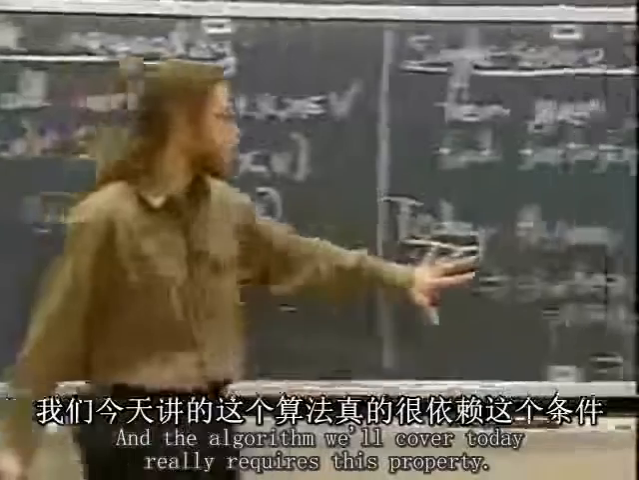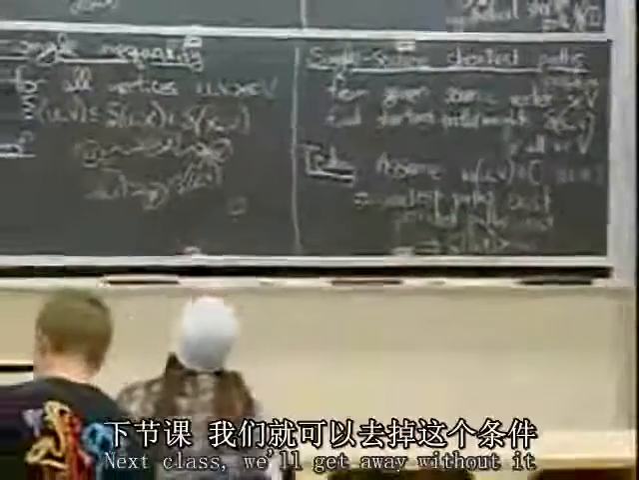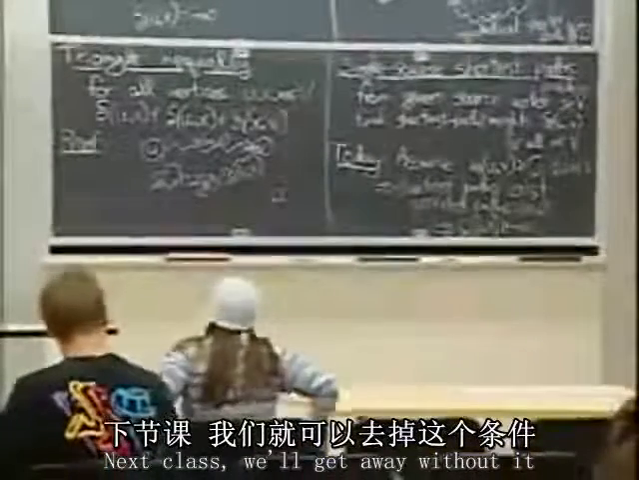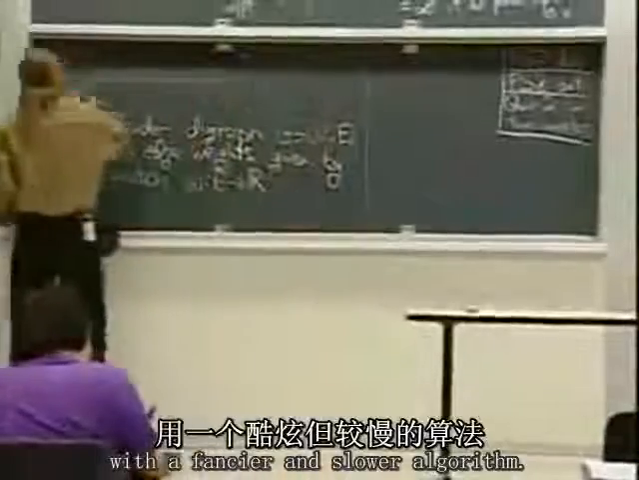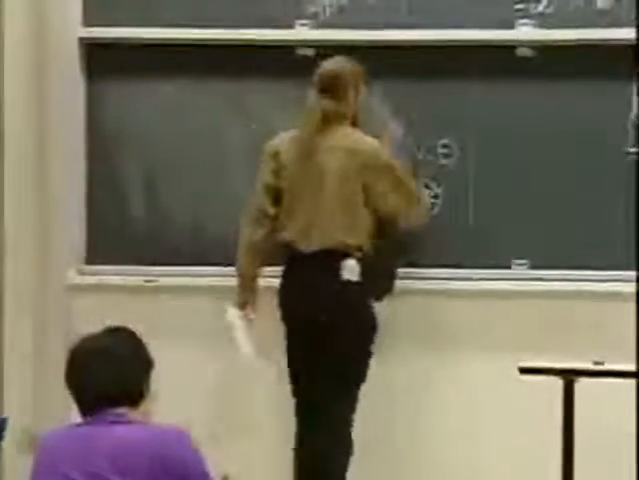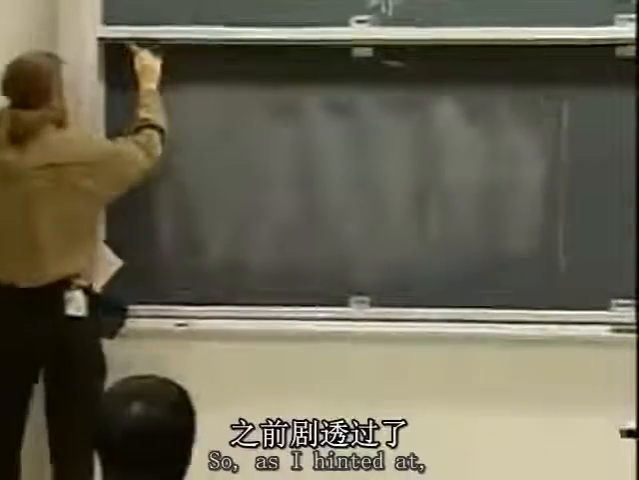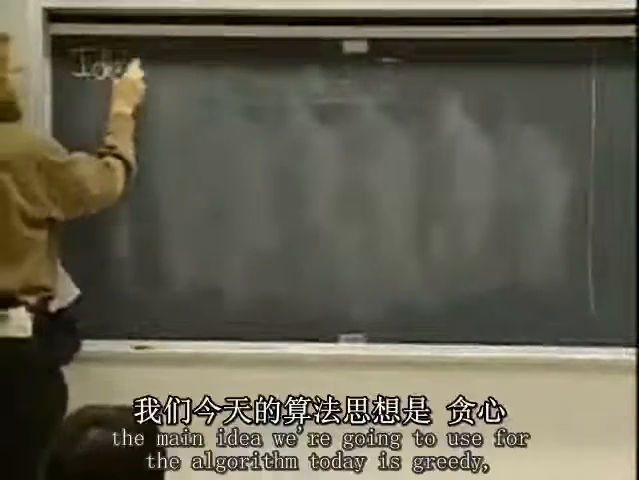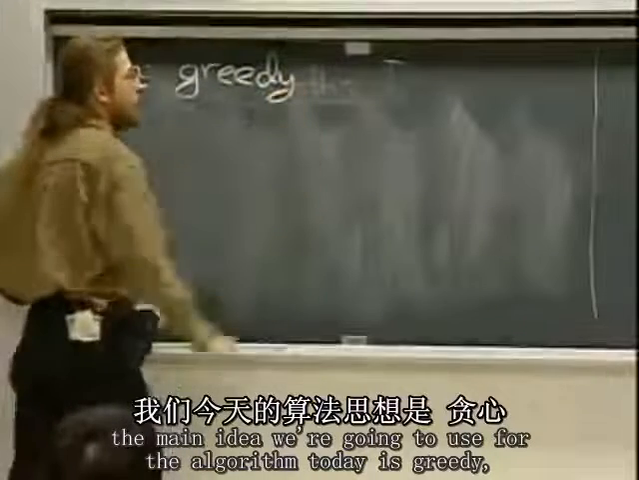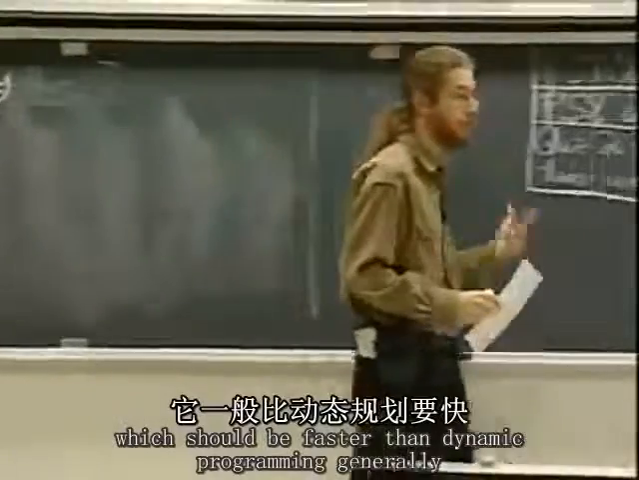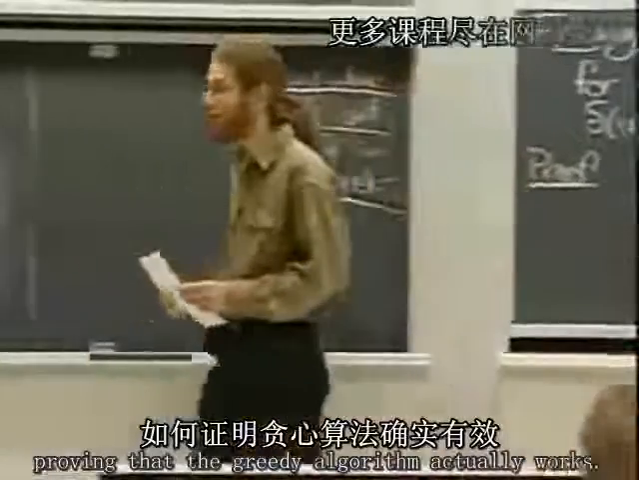And the algorithm we'll cover today really requires this property. You can't get away without it. Next class we'll get away without it, with a fancier and slower algorithm. So, as I've hinted at, the main idea we're going to use for the algorithm today is greedy, which should be faster than dynamic programming generally. And the tricky part will be proving that the greedy algorithm actually works.